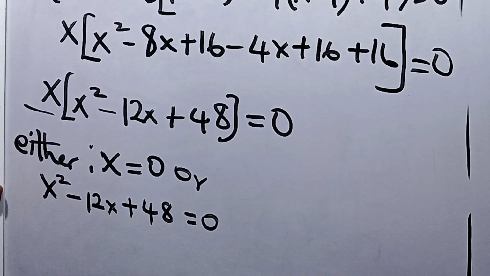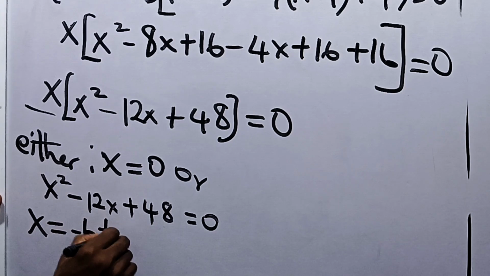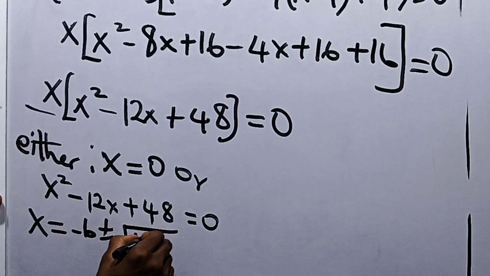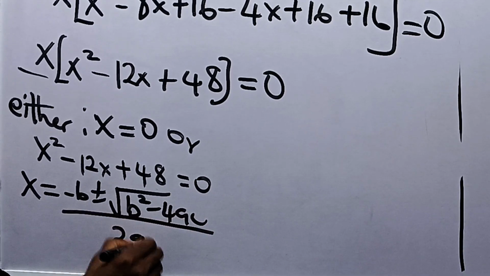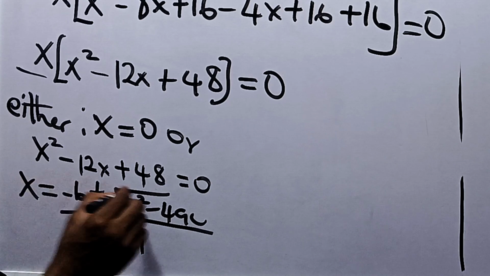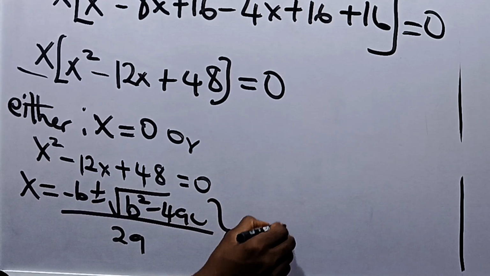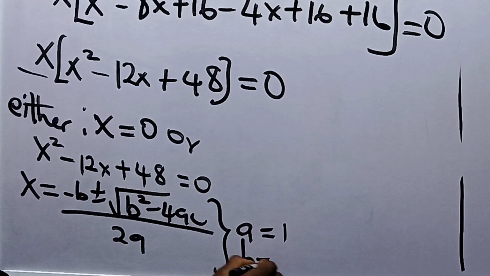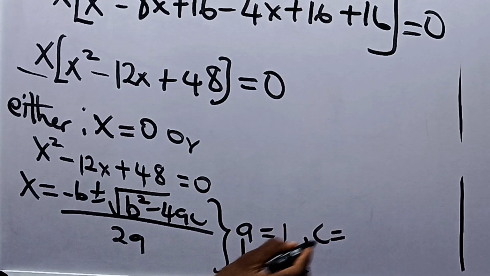So solving this now, we have that our x will become equal to minus b plus or minus the square root of b squared minus 4ac all over 2a. Now, from here, our a is the coefficient of x squared. So our a is what? 1, b is equal to negative 12, and c is equal to 48.